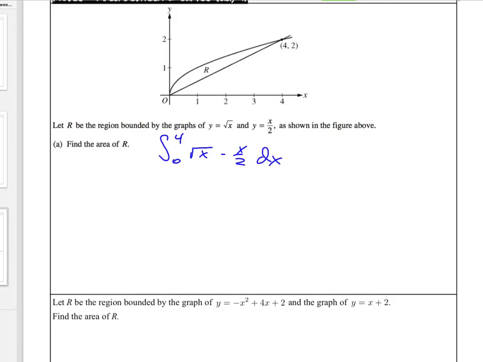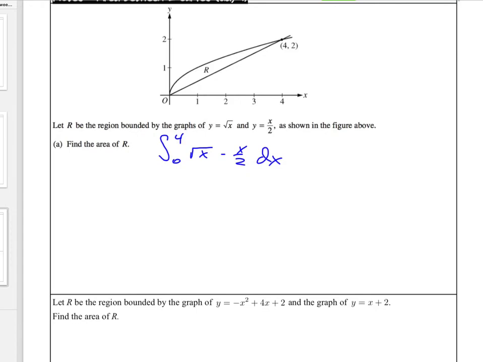This one should be fairly easy because what do you know a square root of x looks like? Half a parabola. You should know from last year pre-calc that square root of x is half a parabola, and you should know x over 2 is a straight line. So it should be pretty easy to identify.